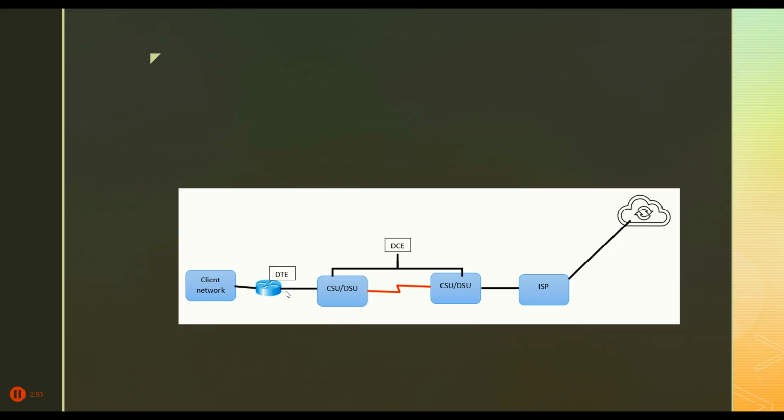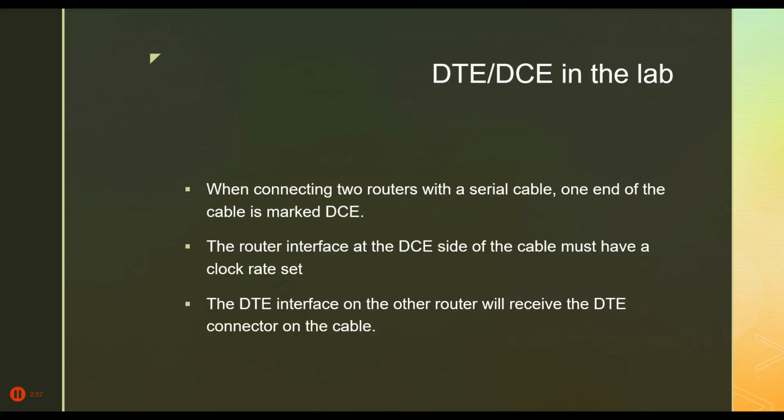Now, what does all this mean to a person studying Cisco? Well, I'll tell you. In the lab, when you're connecting two routers with a serial cable, what you're doing is simulating a WAN. And one end of that cable is going to be marked DCE. At the other end is a DTE. That's not always marked, but the end that's not a DCE is a DTE.